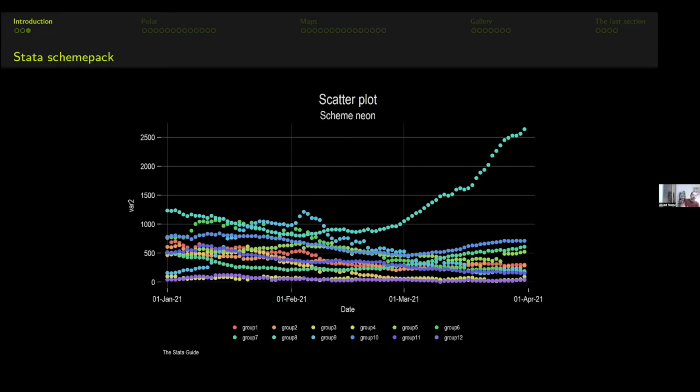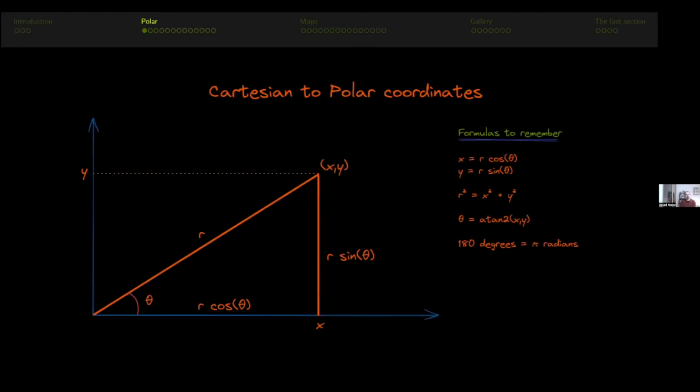Starting with the presentation on polar coordinates. Polar coordinates are basically a transformation of Cartesian coordinates. You have an XY pair and you can transform it into a polar coordinate. These are the basic formulas. We're not going to discuss any formulas, but this is basically it to start you off.